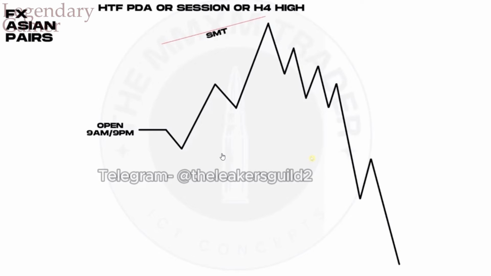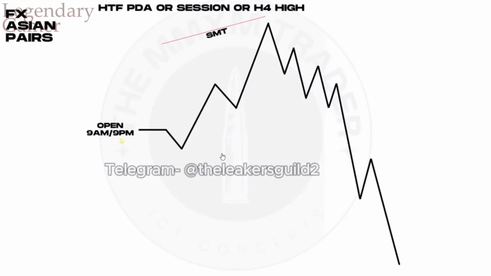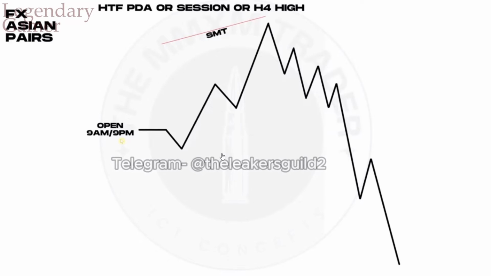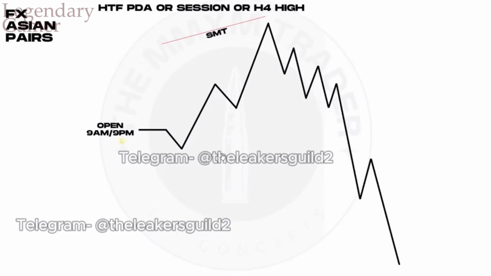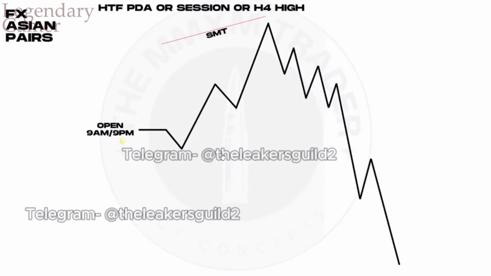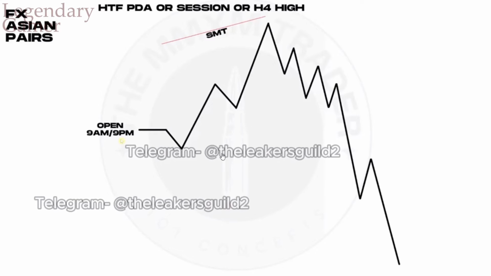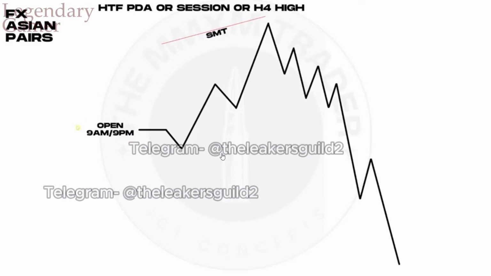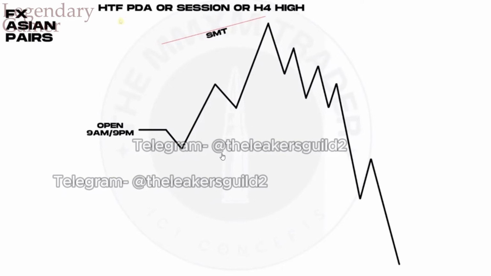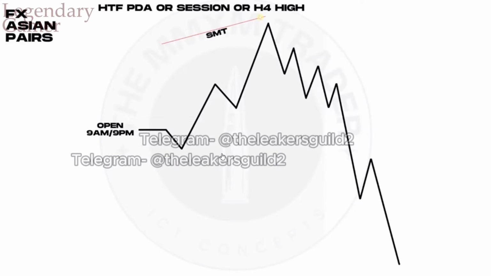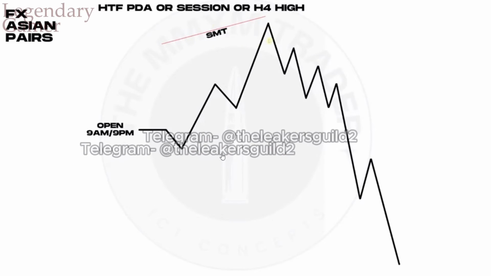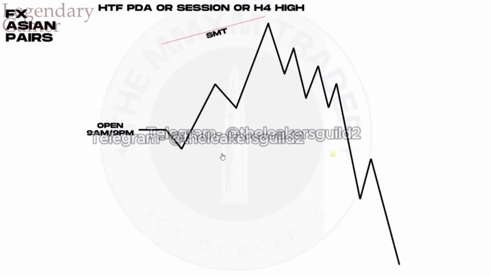Now let's talk a little bit about Asian pairs, right? We want to be focusing on the 9 a.m. or the 9 p.m. candle, and Asian session pairs can be something like AUD JPY, GBP JPY, or AUD CAD, right? We want to have the JPY, the AUD, the NZD. Those are Asian session pairs. And again, we want to see that opening price going up higher into either a higher time frame PDRA, a previous session high, or a 4-hour candle high, and that SMT needs to be present, and then the distribution phase down lower is more probable.